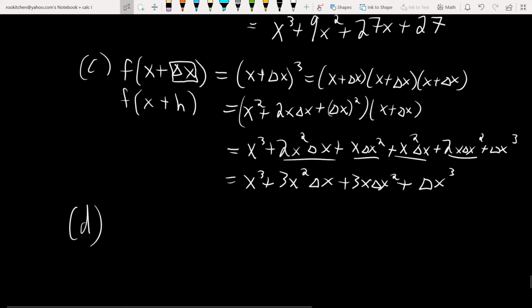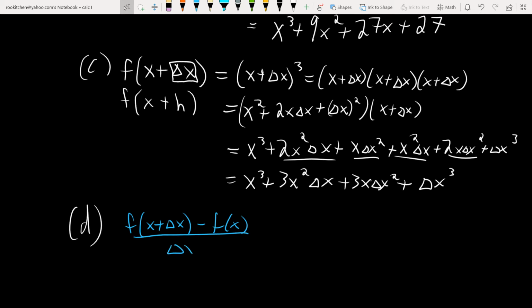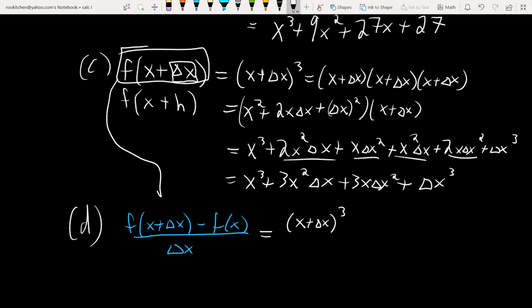So what did I say that formula was? It was f of x plus change in x minus f of x all over change in x. This formula is very important, and it will give us a slope. We want to evaluate this thing. So what do we have? f of x plus change in x will be x plus change in x cubed. That's just this guy right here.